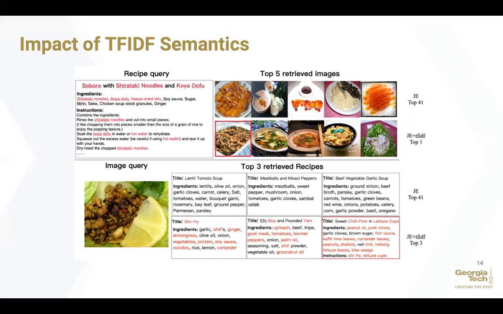For the image to recipe retrieval example, JE plus TF-IDF found the matched recipe in the top 3 results. And the JE returns the matched recipe as the top 41 result. Note that no image category semantics is used in both JE and JE plus TF-IDF.